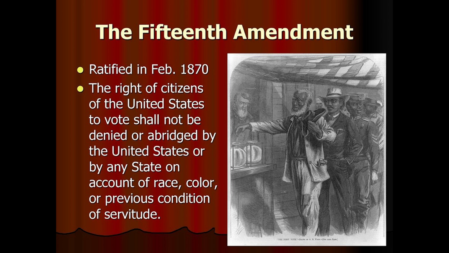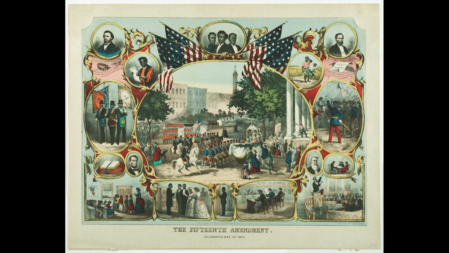The 15th Amendment was introduced in 1869 and passed both houses of Congress. It stated, "The right of citizens of the United States to vote shall not be denied or abridged by the United States or by any state on account of race, color, or previous condition of servitude." It also gave Congress the power to enforce the amendment through legislation.